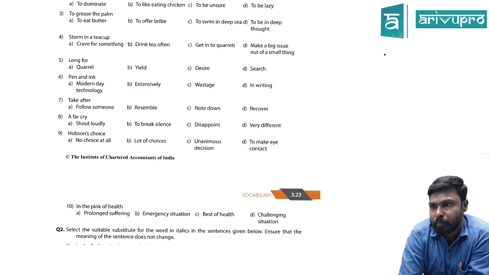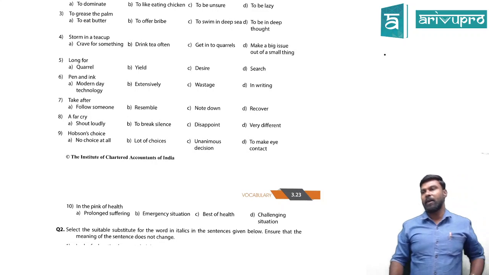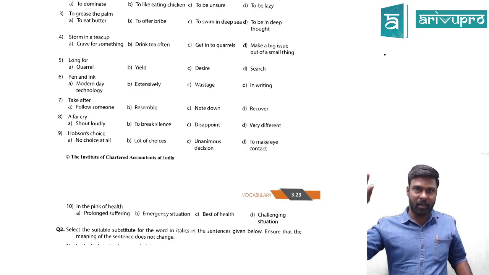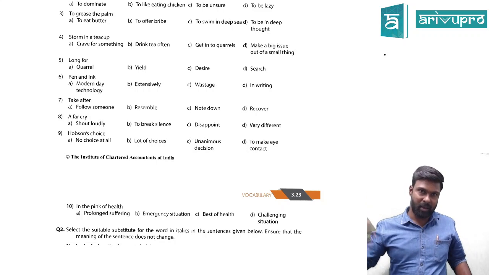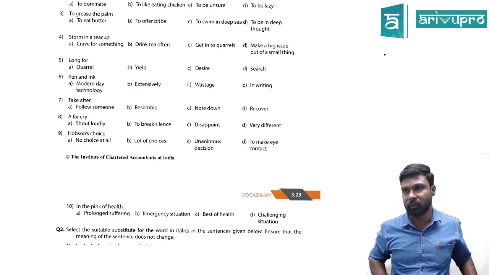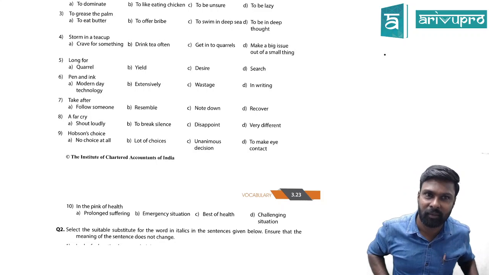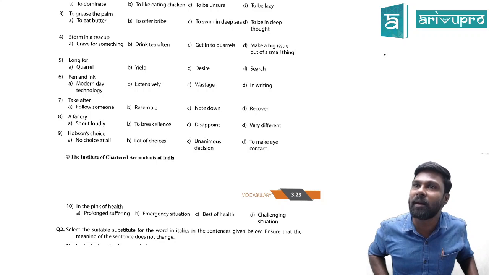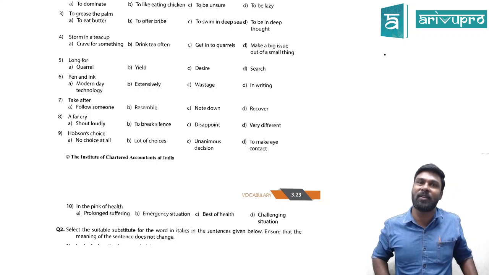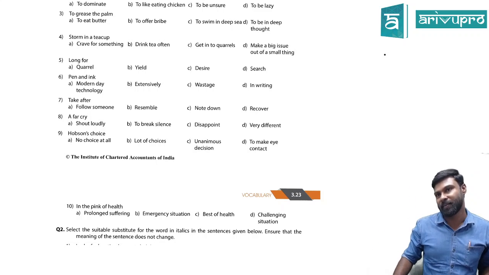And the last one, in the pink of health. Best of health. Pink of health meaning best of health. That's why, you know, pink is a symbol of health. Right. Who's an example for that? Why do they play a pink cricket match everywhere in the globe?